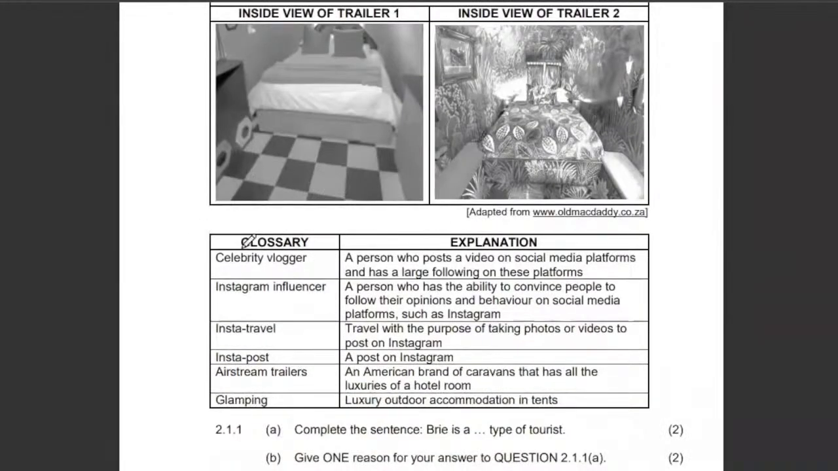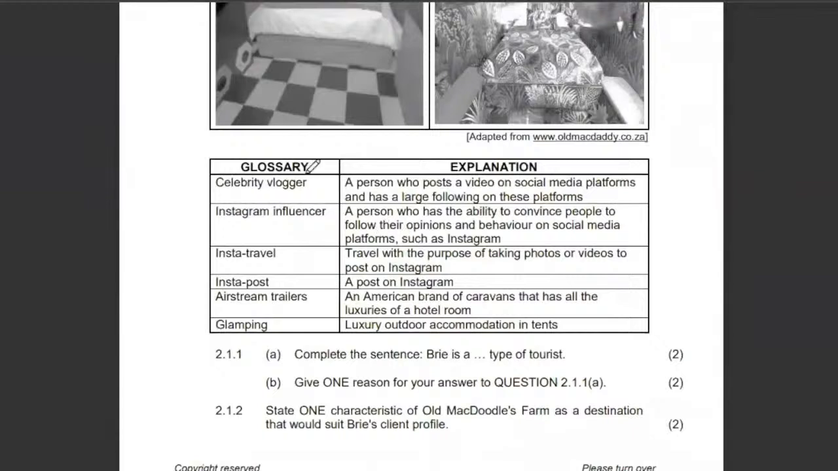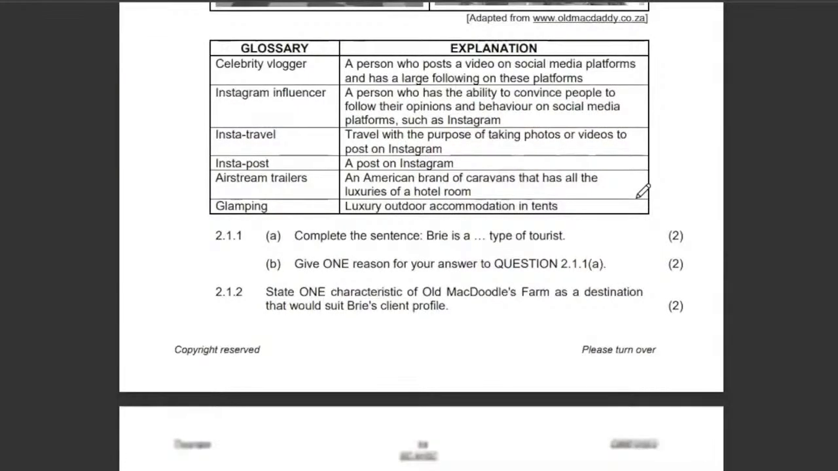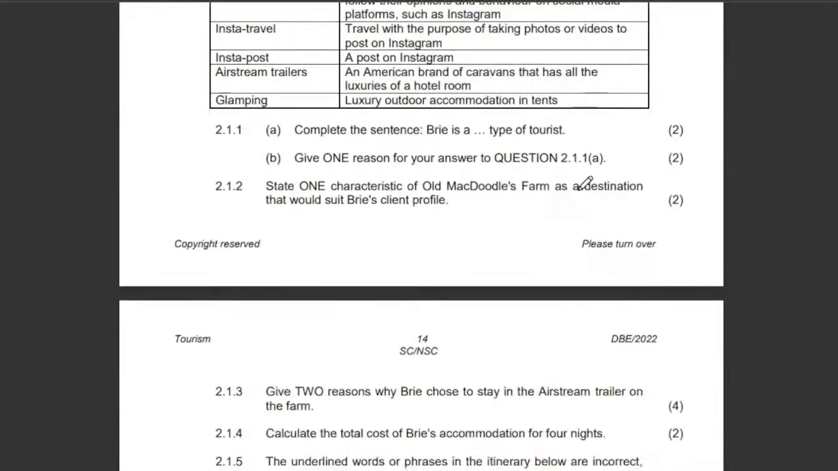Then we have the glossary of terms. The celebrity vlogger: a person who posts videos on social media platforms and has a large following. Then we also have a celebrity influencer: someone who has the ability to convince people to follow their opinions and behavior on social media platforms. Then Insta travel: travel with the purpose of taking photos or videos to post on Instagram. Insta posts: any post which you find on Instagram. Airstreams: an American brand of caravans that has all the luxuries of a hotel room. Then glamping: that's luxury accommodation in tents.